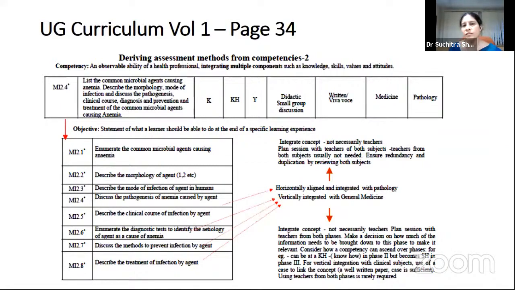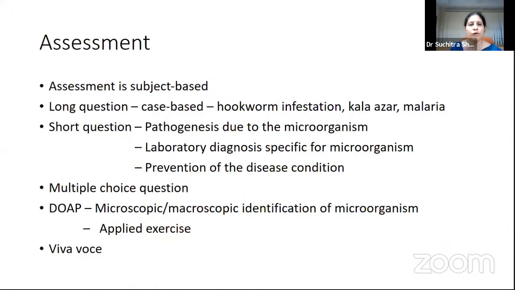So we have to understand that how much is going to be taught to the student, what is going to be taught to the student, will be based on what we are going to assess the students on. So when we're taking this as an example and moving forward, we have to remember that assessment is subject based. It's not only topic based, it is subject based.